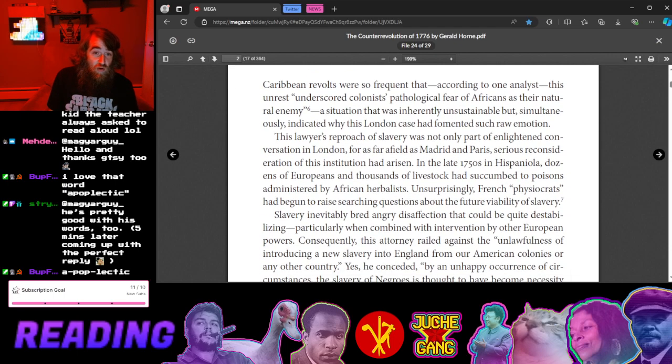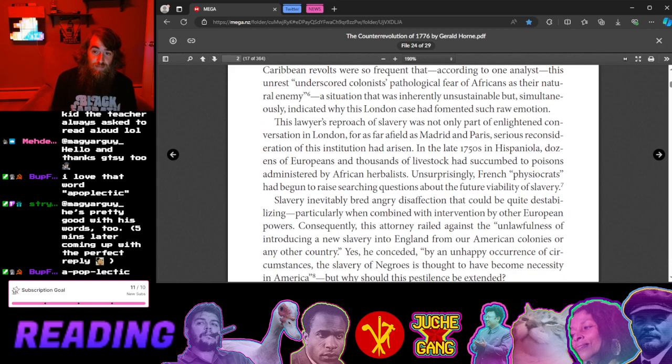Caribbean revolts were so frequent that, according to one analyst, this unrest underscored colonists' pathological fear of Africans as their natural enemy. A situation that was inherently unstable, unsustainable, but simultaneously indicated why this London case had fomented such raw emotion.